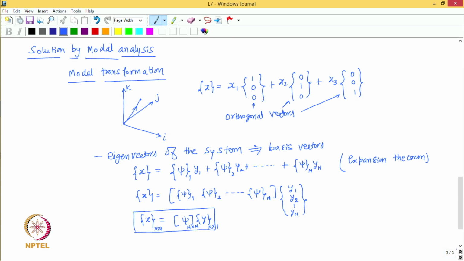So, here basically y1, y2, y3 and yn, what do they represent? They represent the participation factors. So, for example, yr represents the contribution of the rth mode to the response x. Similarly, y1 represents the contribution of the first mode to the response x. That is why they are called participation factors. They represent the degree of participation of each eigenvector in making up the response.